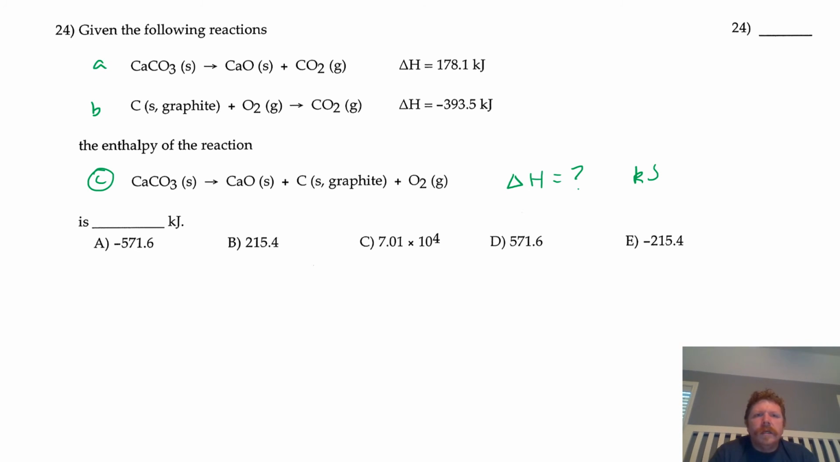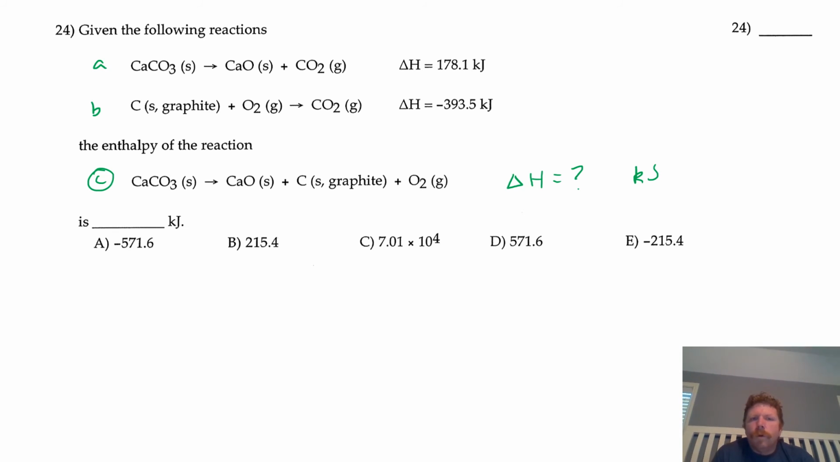A reads CaCO3 solid reacts to produce CaO, or calcium oxide, and CO2. Your delta H is 178.1 kilojoules. Reaction B reads that graphite plus O2 yields CO2, and that reaction is delta H negative 393.5 kilojoules. The enthalpy of this overall reaction is CaCO3 solid yields CaO plus graphite plus O2.